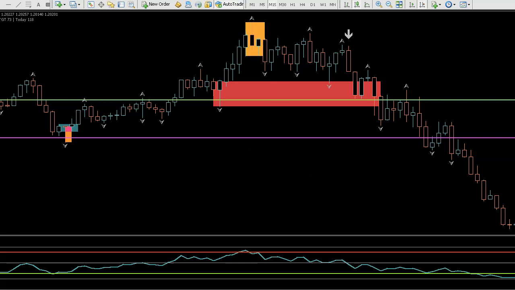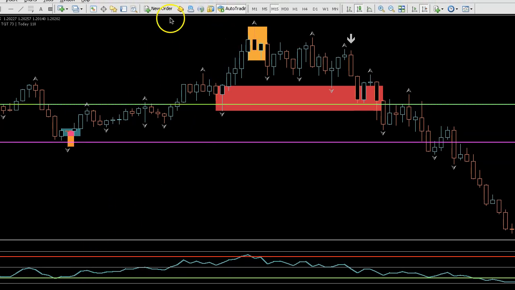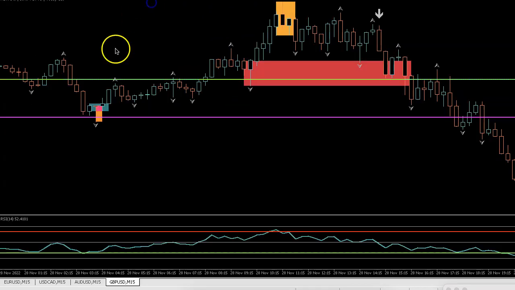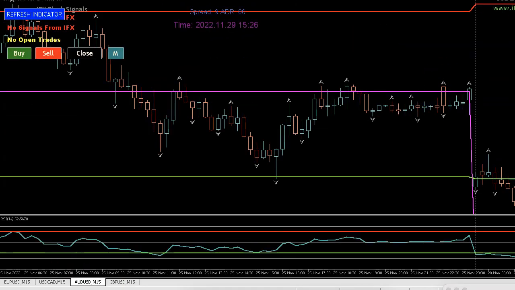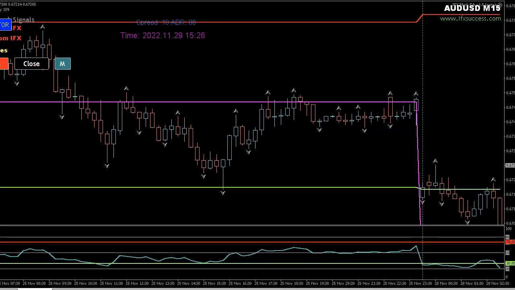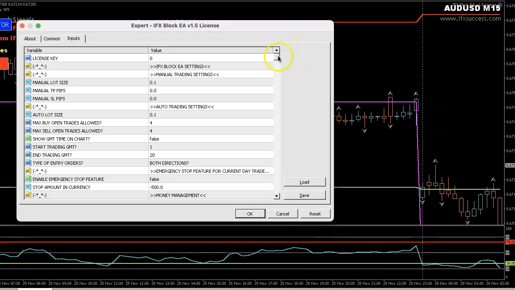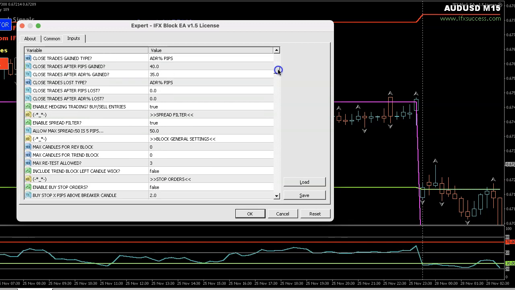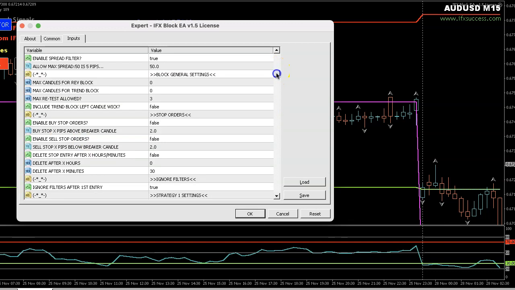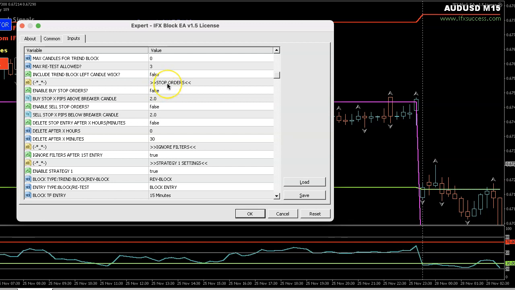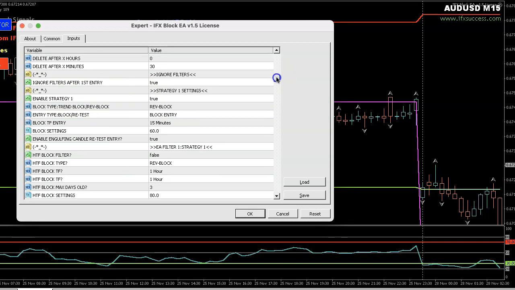So this kind of got too long, but the whole idea behind the EA is that all you have to do is let the EA enter for you, right? All you're going to do is understand what's behind it: maximum candles for reversal block, for trend block, what we want to do if you want to use pending orders, stop orders, right? Make it true, and then how many pips do you want, how much time do you want to give it, right?